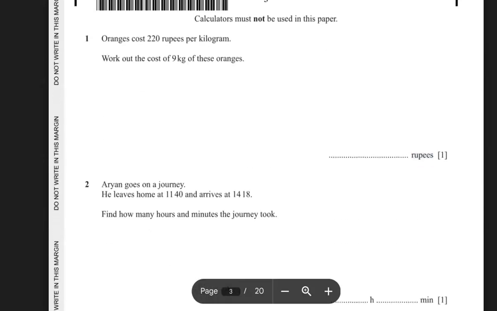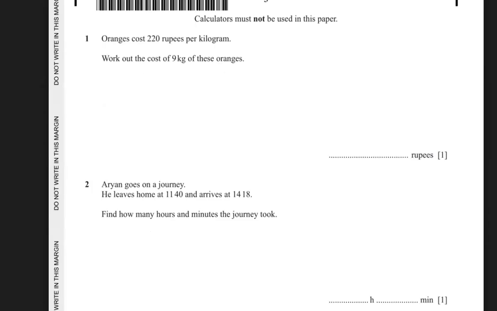Question 1. Oranges cost 220 rupees per kg. Work out the cost of 9 kg of these oranges. This is very simple math. 220 times 9. Usually this only comes out in the core paper, but this is non-calculator and they put it in extended already. 0 times 9 is 0. 2 times 9 is 18. 2 times 9 is 18 plus 1 is 19. So this is basically testing whether you can do multiplication. 1 mark, free.